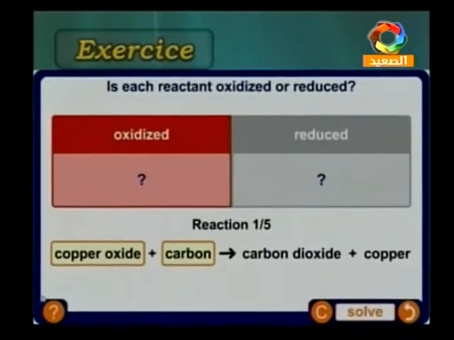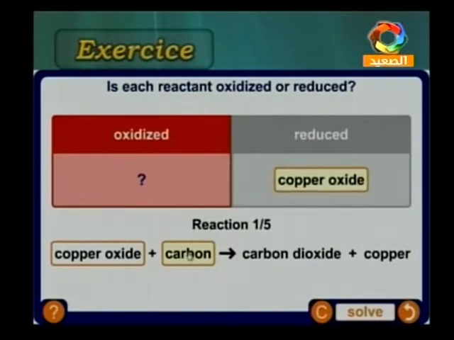After that, we have another exercise. Is each reactant oxidized or reduced? From the third preparatory also, we have oxidizing agent and reducing agent. So here, which one is oxidized? Copper oxide or carbon? Here we have the copper oxide. It's an oxide and it changes into copper here, so it loses oxygen. So is it oxidized or reduced? We have copper oxide, it is reduced.